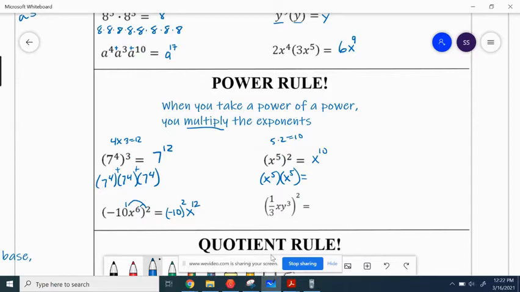All right, moving on. Now I've got 3 things to distribute. I've got to distribute the 2 to the 1/3, to the x, and to the y to the third. All right, so I'm going to start with 2 to the 1/3. So this is going to end up looking like this. Okay, then I have to do 2 times 1 because x is raised to the first power. So this is just x squared, right? And then the last one would be 2 times 3, which is 6. So it's y to the 6th power.